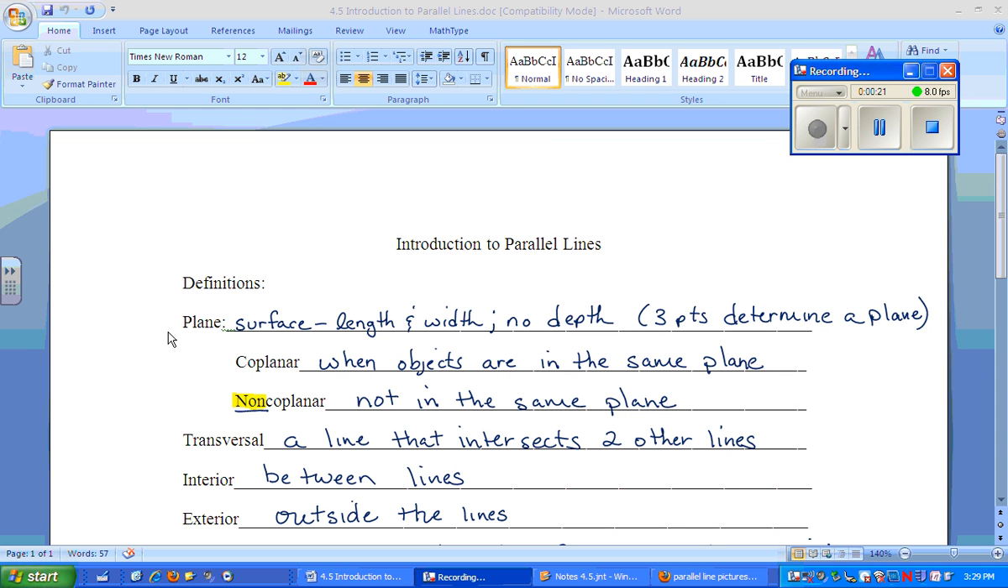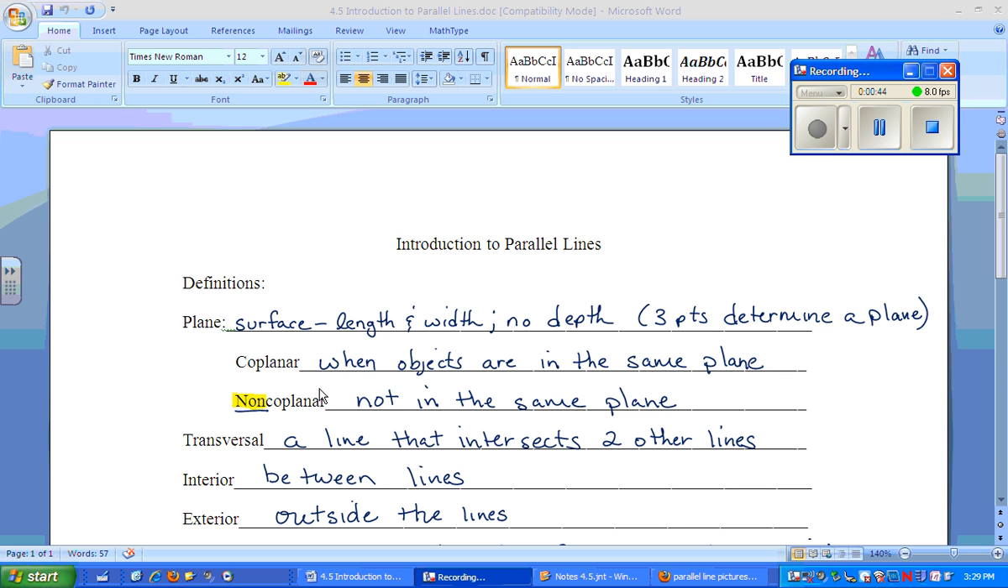So we're starting with a plane. A plane is a surface. It has length and width and no depth. Three points determine that plane. When we get to chapter 6, we will learn a lot more about planes. But basically right now, anything that we write on this piece of paper, we're writing on a plane. The piece of paper is on your desk. The desk is a plane.